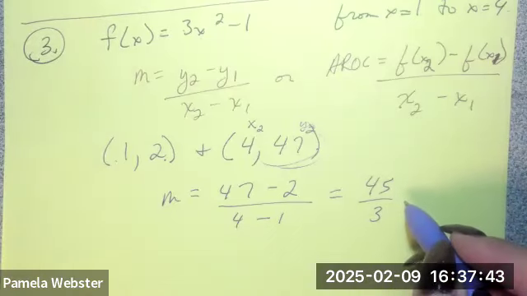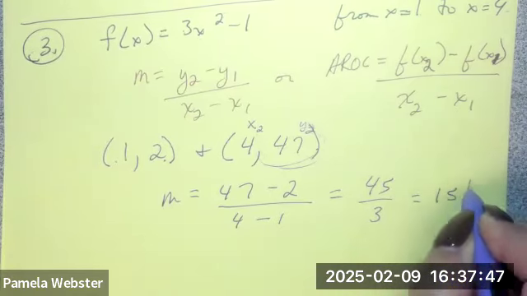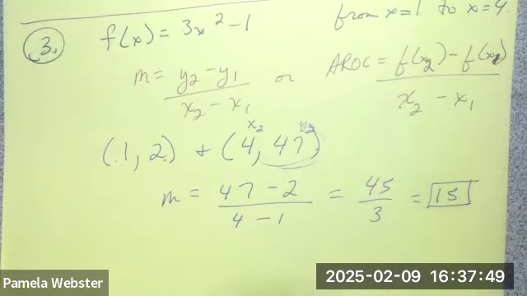Okay, 45 is actually divisible by 3, so I can reduce this and make it a little bit nicer. 15, right? If it was not going to divide evenly, you could leave that. I'm not too picky about you leaving things as improper fractions. In fact, sometimes I say leave them alone because otherwise we make little mistakes.